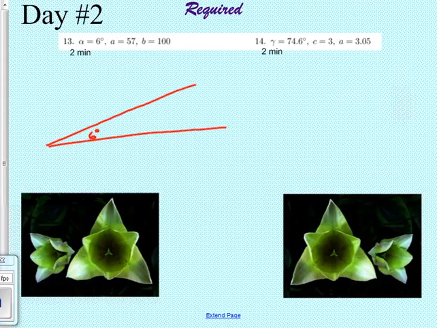Now, I don't know whether to draw it out this way or in this way or straight down. But I would default to, don't assume it's going to be a right triangle. It rarely is. So just default to swinging it out. We're going to say that's 57. And B is 100. Notice it's an angle side-side question.